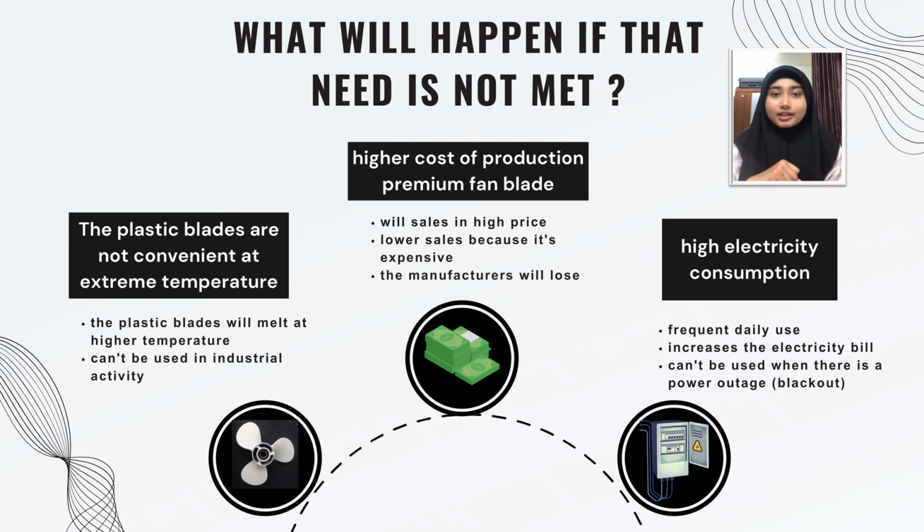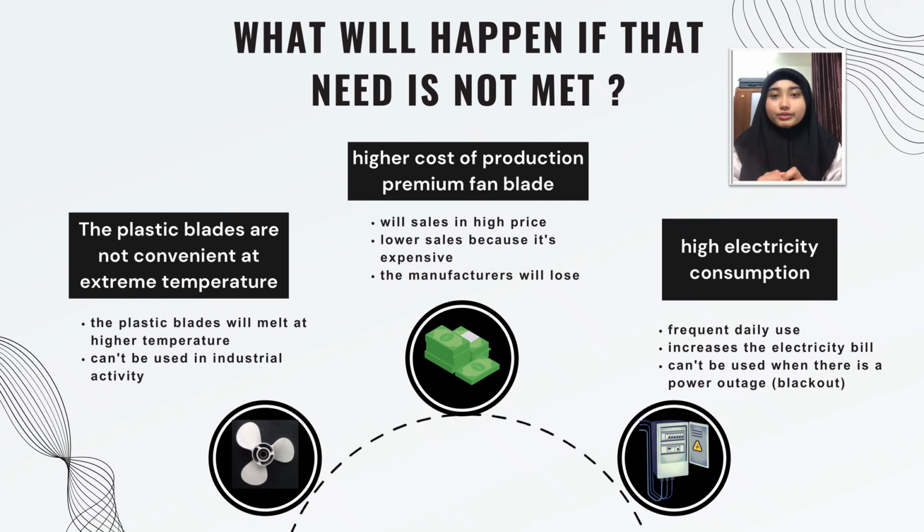This means that plastic cannot be exposed to heat, or it will start to melt due to atoms' inability to vibrate quickly. This situation causes a plastic blade to be unusable for industrial activity because not only is it not big enough, but also it is not heat resistant enough to be used as industrial equipment.